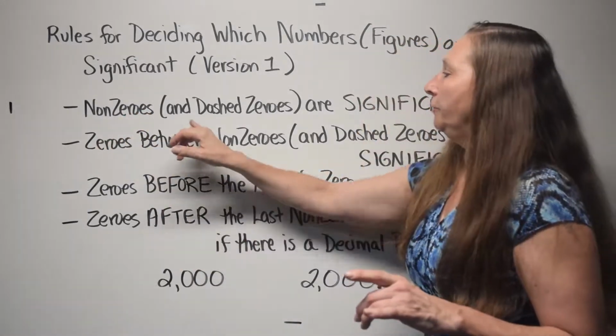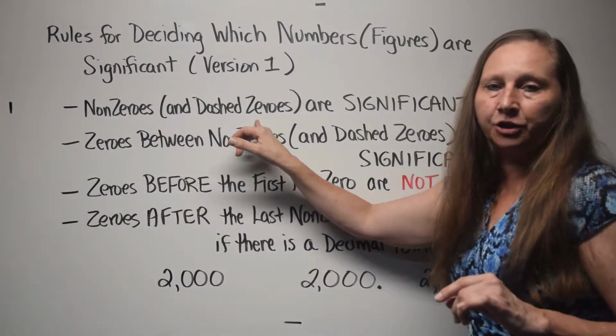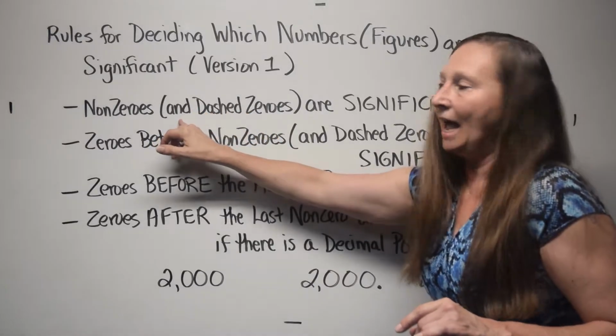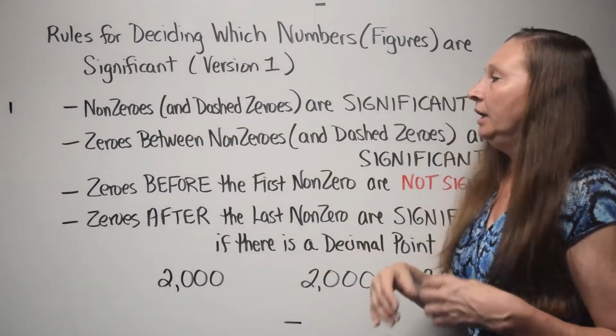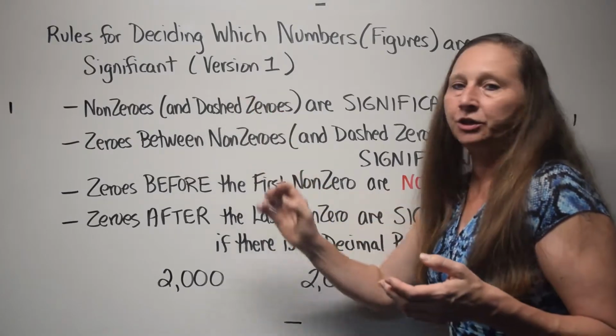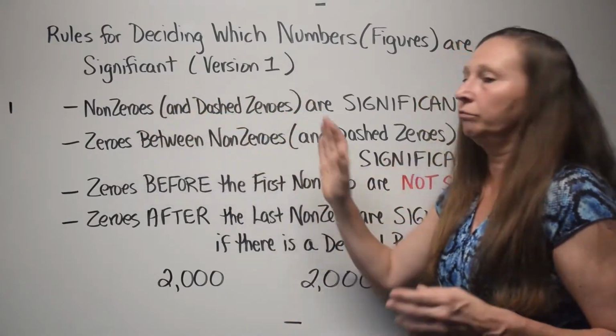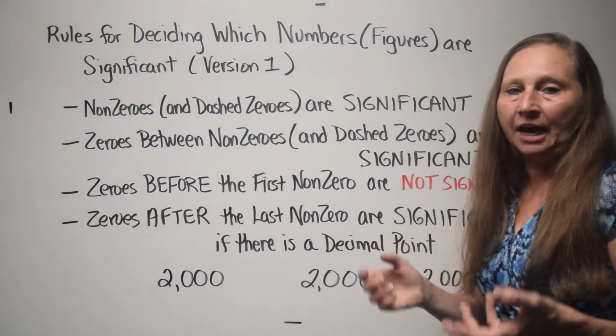Non-zeros. Now, if your teacher mentions the dashed zeros, leave these words "and dashed zeros" in the rule. If your teacher doesn't care about the dashed zeros, then you really could just erase the part that says "and dashed zeros."